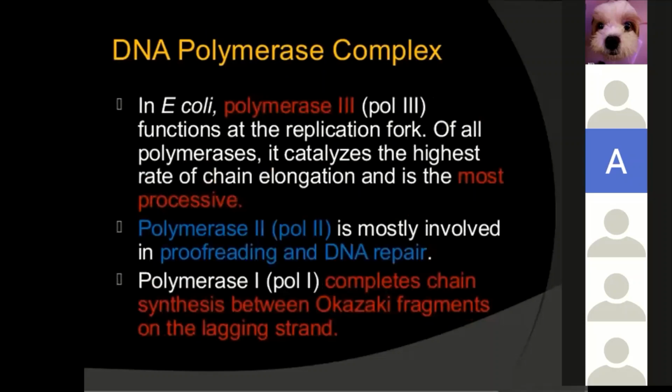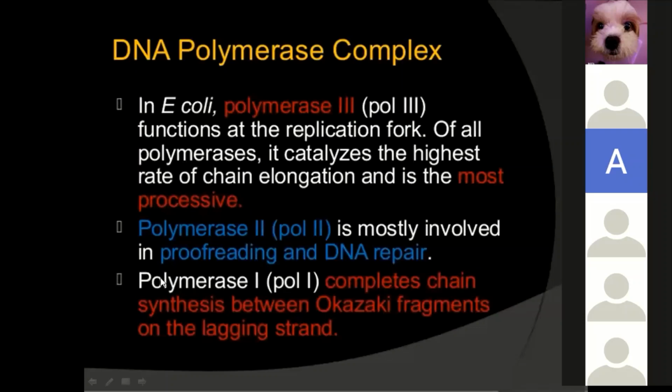In E. coli, polymerase 3 functions at the replication fork. Of all polymerases, it catalyzes the highest rate of chain elongation and is the most processive. DNA polymerase 3 is the main DNA replicating enzyme, which catalyzes the highest rate of chain elongation. Then polymerase 2 is mostly involved in proofreading and DNA repair.